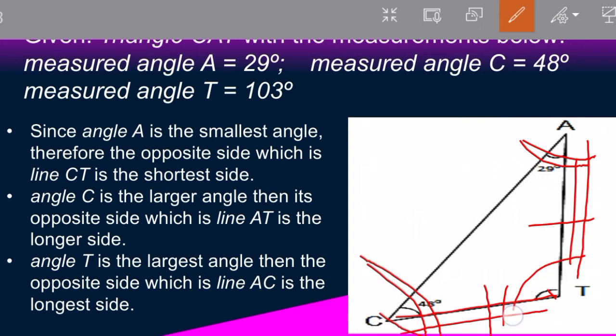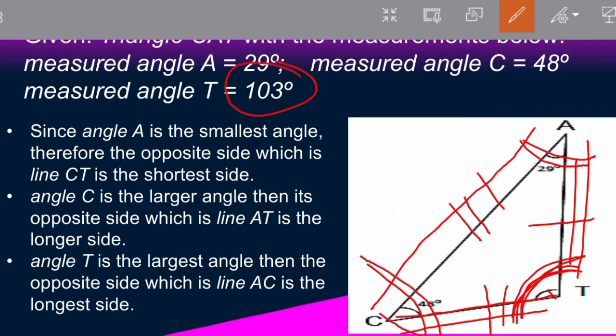Angle T, with 103 degrees, is the largest angle. Then the opposite side, which is line AC, is the longest side. That is the second theorem of the triangle inequality.